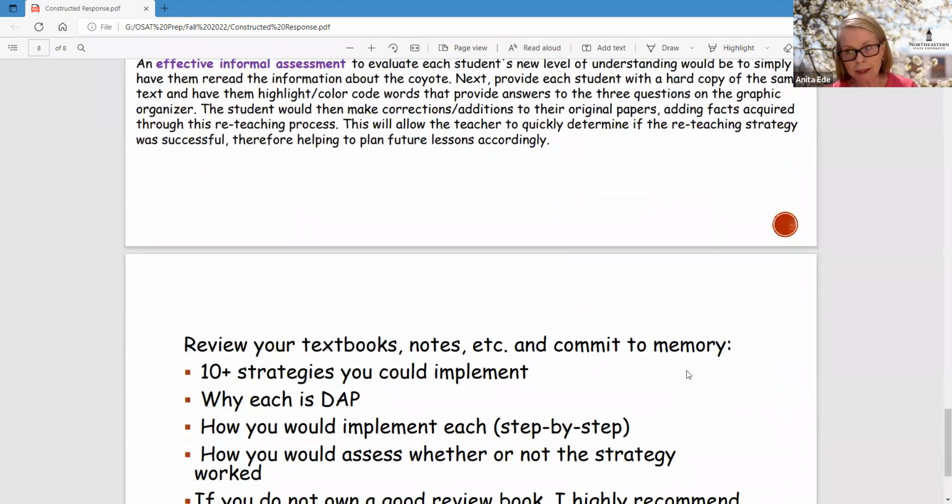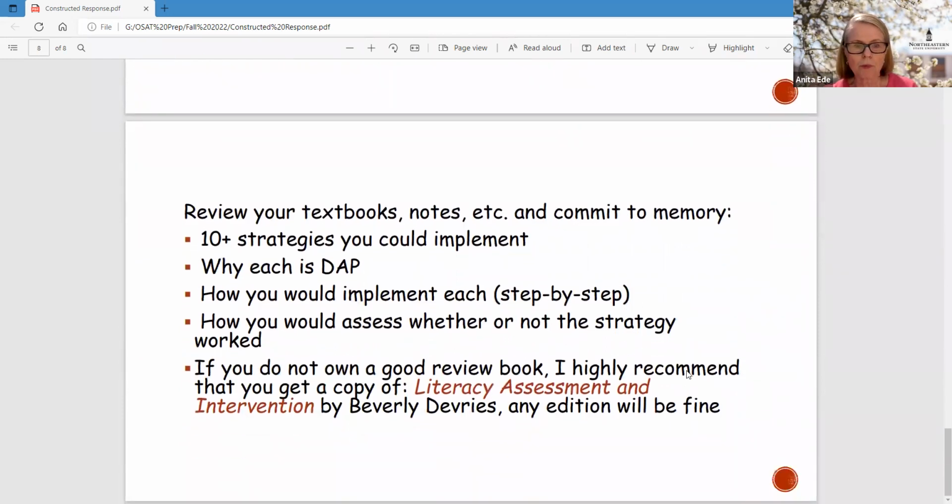And last but not least, so how you say to yourself, well, how am I going to get ready for this? Well, here's what to do. What you really need to work on is review your textbooks, notes, and commit to memory about 10 strategies that you can apply. Think of all the things that you might be given. You might be given something on spelling. You might be given something on sentence structure.